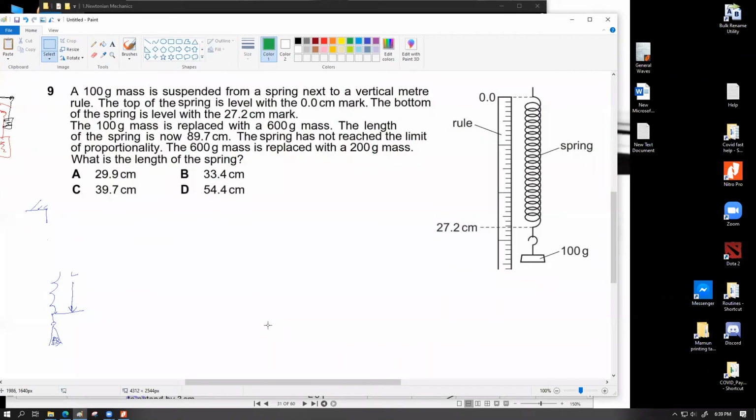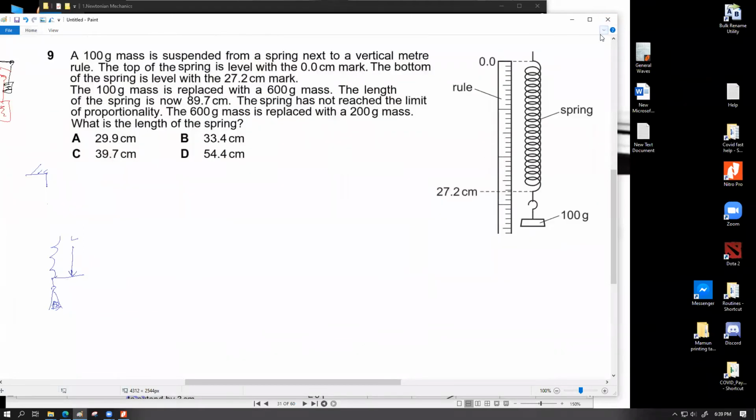So it says a 100 gram mass is suspended from the spring next to a vertical meter rule. The top of the spring is level with the 0 centimeter mark. The bottom of the spring is level with the 27.2 centimeter mark. The 100 gram mass is replaced with a 600 gram mass. The length of the spring is now 89.7. The spring has not reached the limit of proportionality. The 600 gram mass is now replaced with a 200 gram mass. What is the length of the spring?